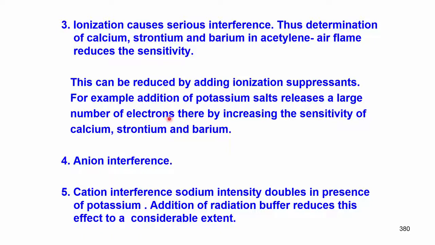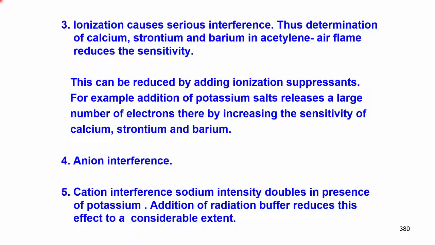So, if I add lithium salt, there will be a lot of ions, or potassium salts, and these ions release a number of electrons, and the sensitivity of calcium, strontium and barium will increase. That means, if you want to analyze calcium, strontium and barium, we say add a little bit of potassium chloride or potassium nitrate. Okay. So, anion interference essentially acts the same way.